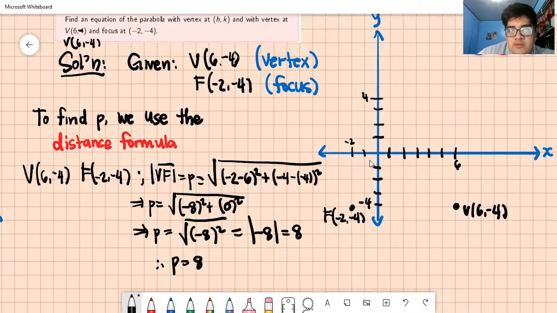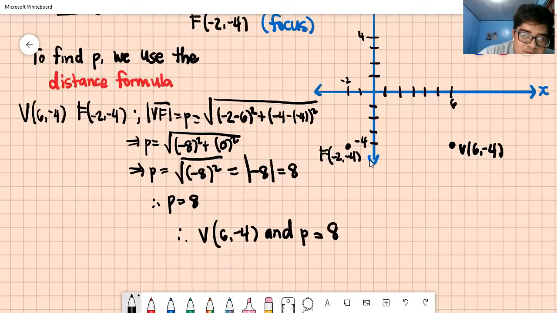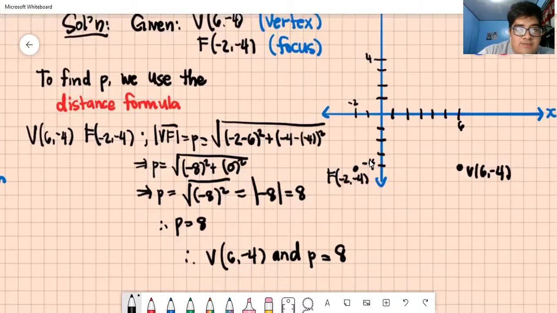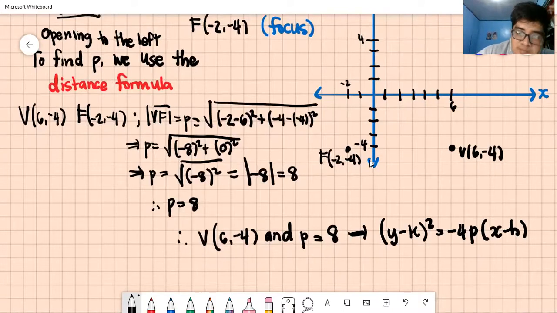You don't need to find the equation of the directrix kasi this is not required. Ang gusto lang naman malaman is to find the equation of the parabola. Dahil meron ka ng vertex which is 6, -4 and P na equal sa 8 and opening mo is to the left. Ano ibig sabihin mo? So ang equation mo is y minus k quantity squared is equal to -4p x minus h. Tama? Ganito.